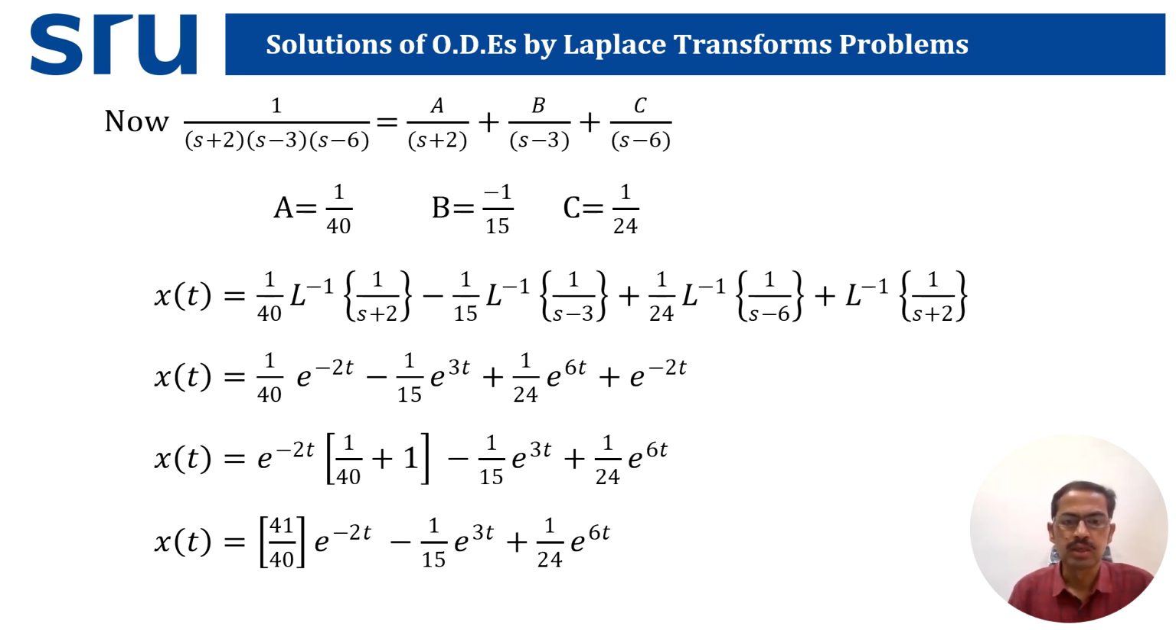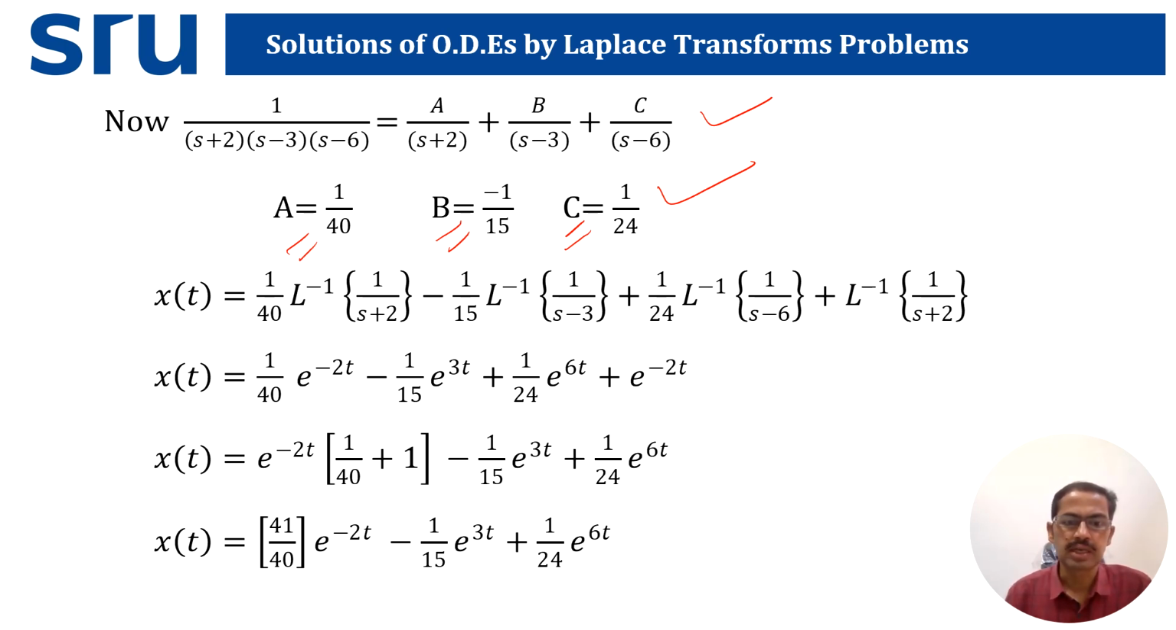Now take the LCM and solve, put s equal to 3 and s equal to 6, and obtain the a, b, c values. Then we get a equal to 1 by 40, b equal to minus 1 by 15, c equal to 1 by 20. Already we did many problems on splitting into partial fractions. Apply the similar method, obtain the a, b, c values and substitute here: 1 by 40 times the inverse Laplace transform of 1 by s plus 2, b is minus 1 by 15, and c is this one.